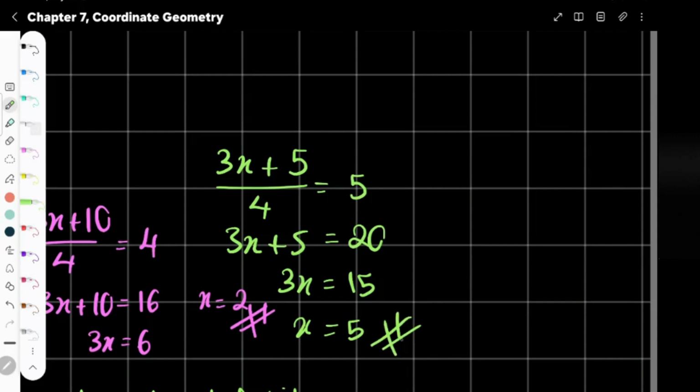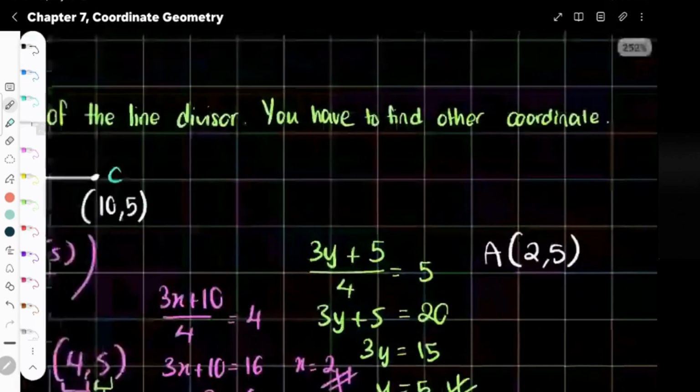Tada! And don't make this careless mistake. Don't write like this. Oh, sorry, I meant y. Sorry, I meant y. Anyway, don't write like this. The answer should be in bracket form, in the coordinate form. So A will be (2, 5). And tada, you find the answer already.